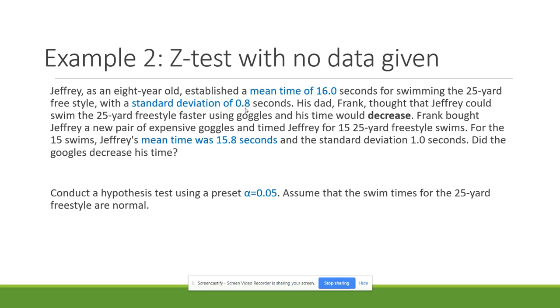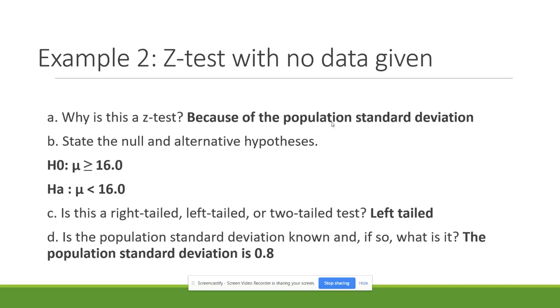So conduct a hypothesis test using a 0.05 level of significance. And the reason I know it's level of significance is because of the little alpha. And the last piece of information I need is the decrease. So they thought his time went down based on using the goggles. So I know this is a z-test because of the population standard deviation being given.